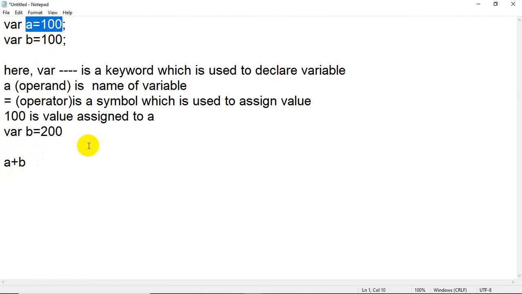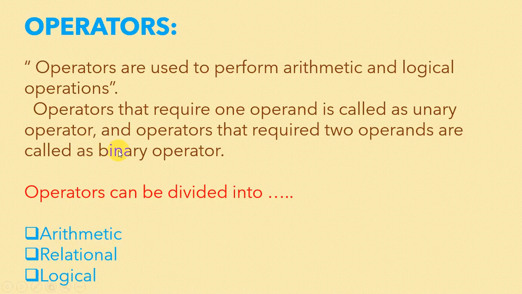Getting it? So let's move back to our PowerPoint presentation. Now let's start with operators that require one operand. Operands are nothing but the names of variables. It can be unary or binary. If it holds two operands, it's called binary. If it holds only one operand, it is called unary. Okay, now move back to our topic.